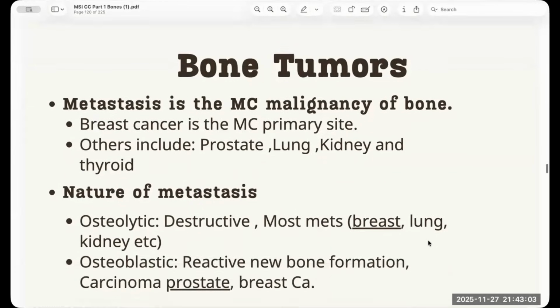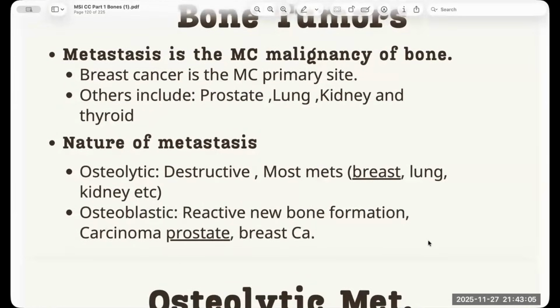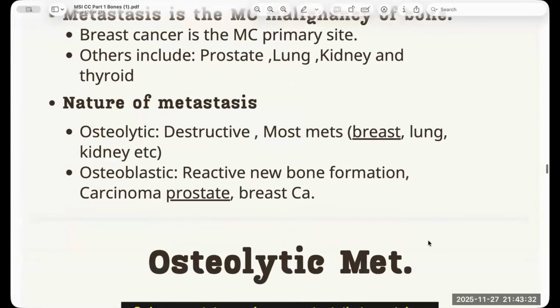Okay, the nature of metastasis can be different. It can be osteolytic or osteoblastic. Osteolytic refers to osteoclasts, so it's the destruction of the bone. So it's destructive, and this is how most metastases are, mainly the breast. Osteoblastic is reactive, new bone formation, from the word blast, and it comes usually from prostate.